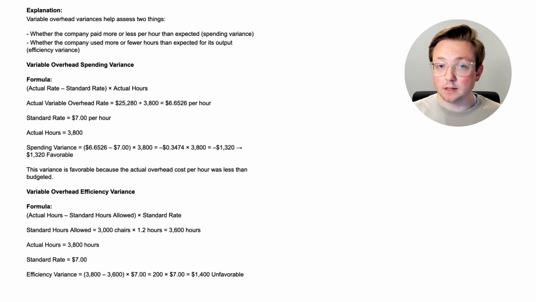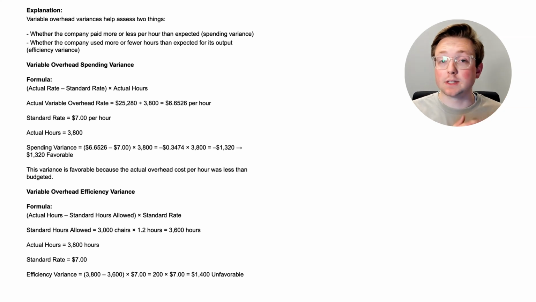So the efficiency variance is going to be the 3,800 actual hours less the 3,600 expected or budgeted hours multiplied by the $7 per hour, and that gives you 200 multiplied by $7, which gives you $1,400. And that's an unfavorable variance because they spent $1,400 more than they were expecting, because it took them 200 hours more than they were planning on it taking to make 3,000 chairs. So you'll see it's very similar across these different variance calculations. You just need to know how to apply it in different situations.